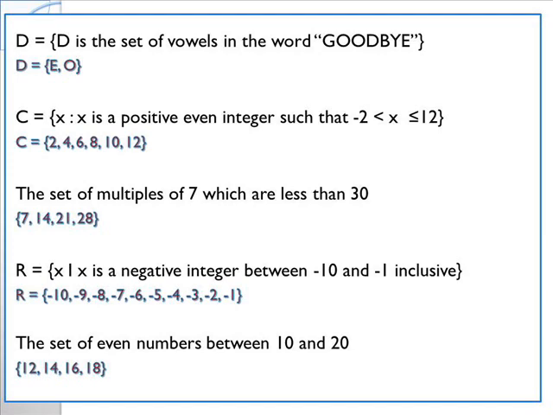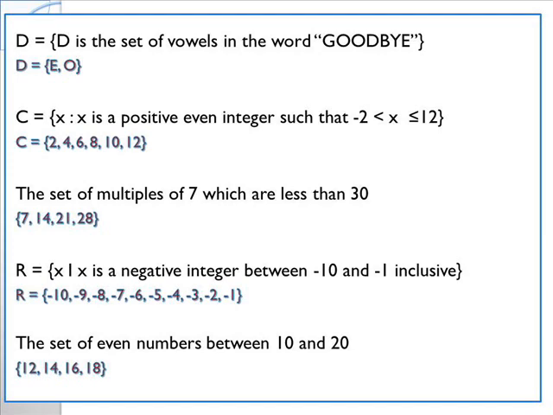Then we have the set of multiples of 7 which are less than 30. Well, we will list down the elements as 7, 14, 21 and 28. We will not include the next multiple, that is 35, because it is greater than 30. Then we have R = {x such that x is a negative integer between -10 and -1 inclusive}. Here the word inclusive means that the values -10 and -1 are to be included in the solution. So we have R = {-10, -9, -8, -7, -6, -5, -4, -3, -2, -1}.